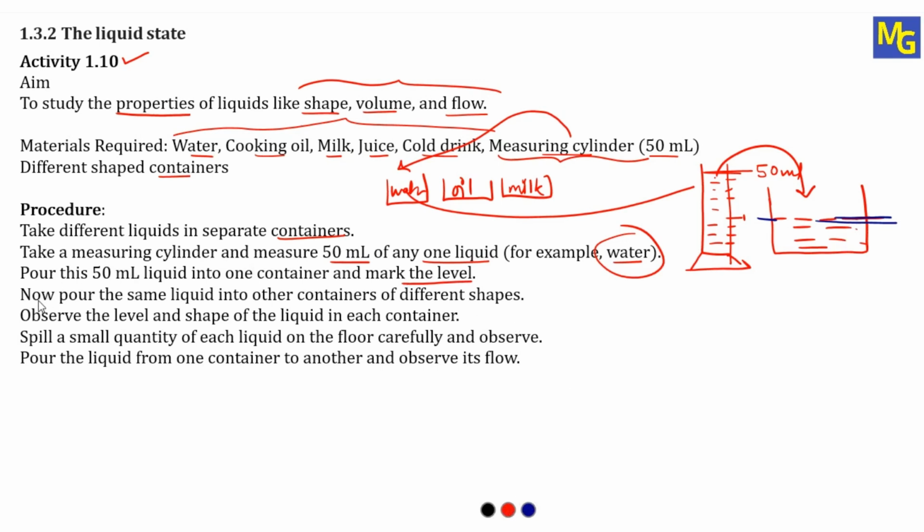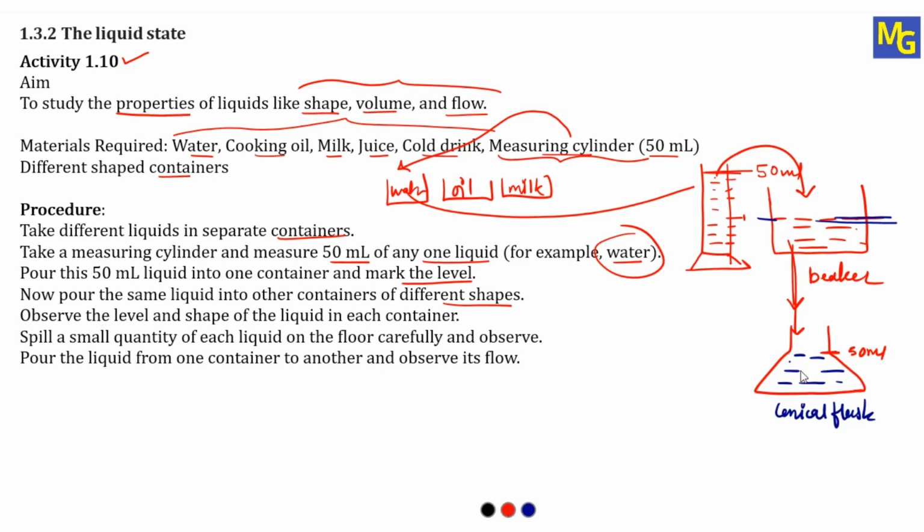Next, pour the same liquid into another container of different shape. See here, this is a beaker containing 50 ml of water. Take this water, which is 50 ml, and pour it into another container having a different shape. Now I'm going to take this conical flask. Here, this is the mark which shows that it is 50 ml. Now I will pour this water from the beaker into this conical flask. Once I pour, imagine this is the 50 ml of water. I'll write here: conical flask. Now observe the level and shape of the liquid in each container.